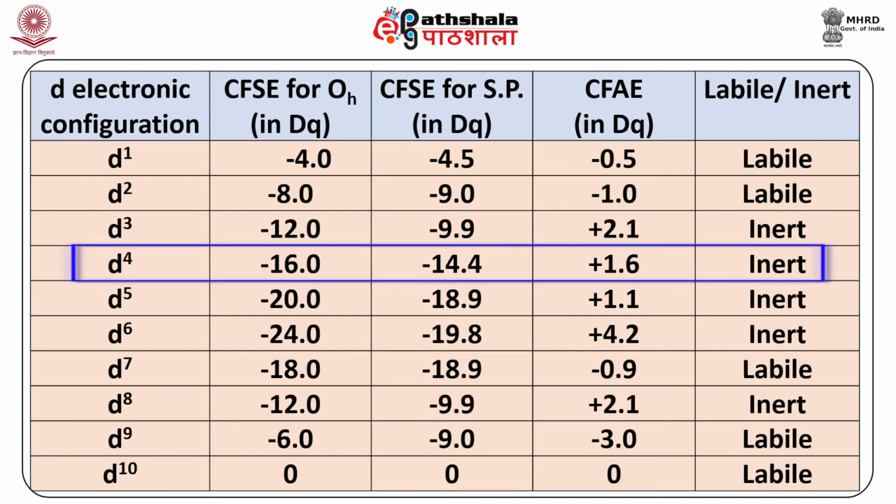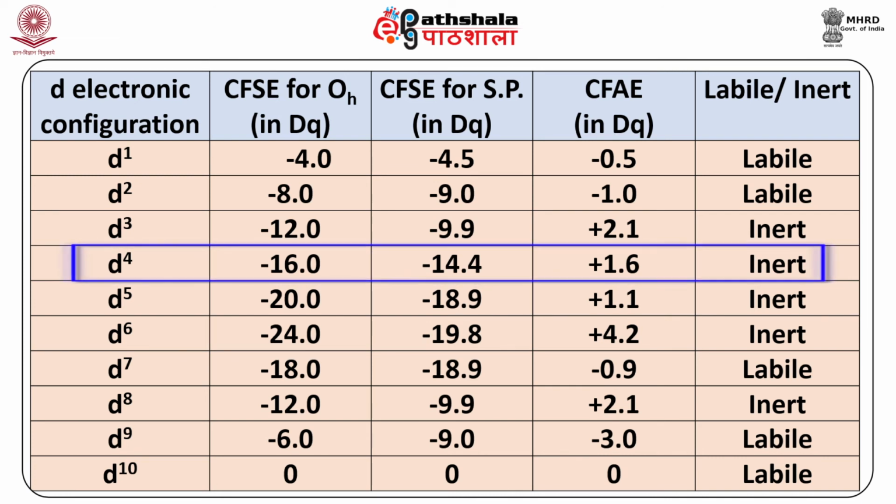square pyramidal shape, the crystal field stabilization energy would be calculated like this: 2 electrons will be filled in the ground state, then a single electron, and then the fourth electron will be filled in the minus 0.9 Dq state. Overall, if you calculate the crystal field stabilization energy for square pyramidal geometry, it would become 3 into minus 4.5 Dq plus 1 into minus 0.9 Dq plus 0 into plus 0.9 Dq plus 0 into plus 9 Dq. The value of crystal field stabilization energy for d4 system in square pyramidal geometry would be minus 14.4 Dq.